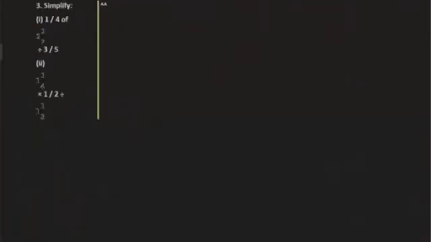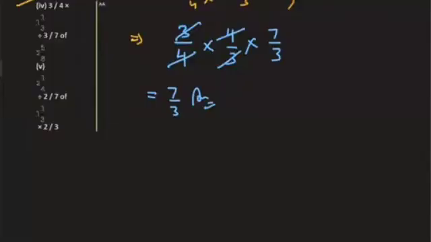Next, question 3 says simplify part 1. 1 upon 4 of 2 whole 2 upon 7 divided by 3 upon 5. Of means multiply. Whenever you are studying, whenever you are taking online classes, take a copy and a pen with you and keep writing whatever I am solving on the screen.